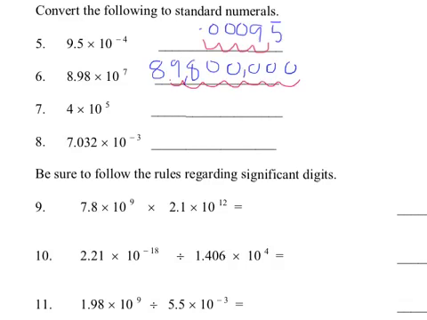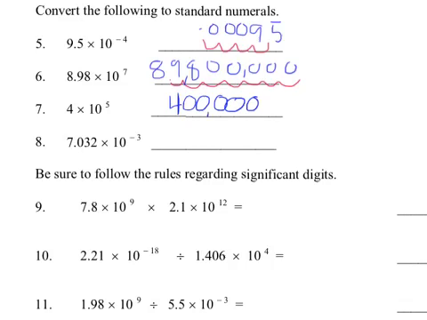Alright, now I'm going to go to number 7. I'm moving the decimal 5 times. This time I'm not going to do the little red underlining things. I'm just going to move the decimal 5 times. Now the decimal is right behind the 4. It's really 4 point. So I'm just going to say 4, and I'm going to move the decimal 5 times. 1, 2, 3, 4, 5. I'm going to put in placeholder commas to help me see what it is.